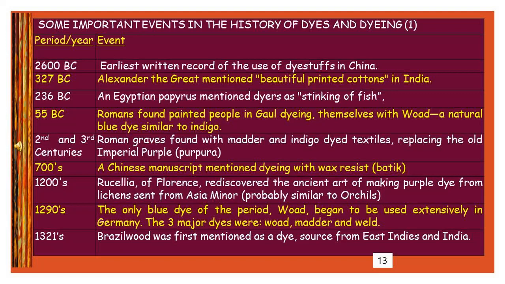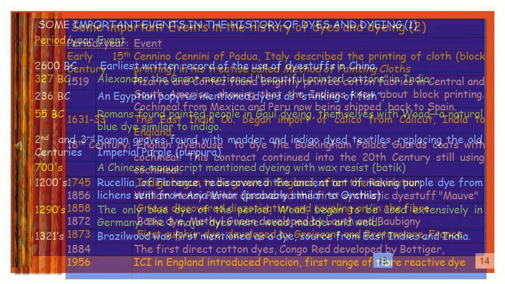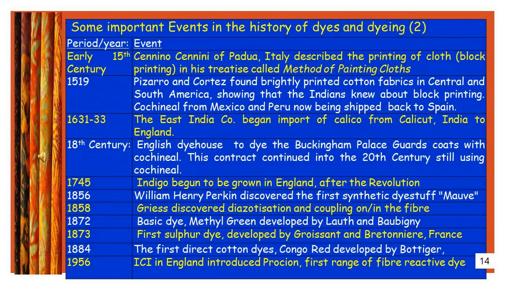1290s, woad, the only blue dye of the period, began to be used extensively in Germany. Three major dyes were woad, madder, and weld. 1321, Brazilwood was first mentioned as a dye sourced from East India and India. Some other important events in the history of dyes and dyeing.